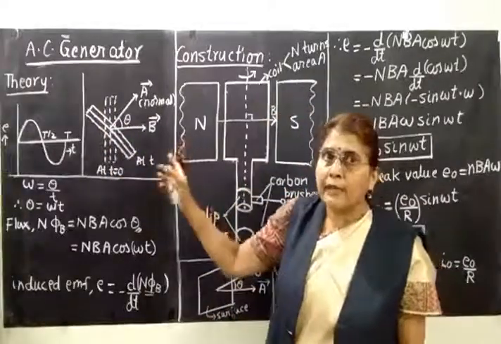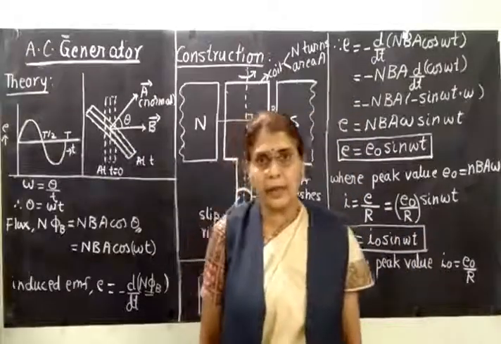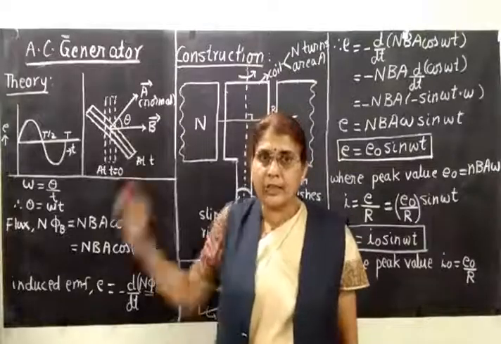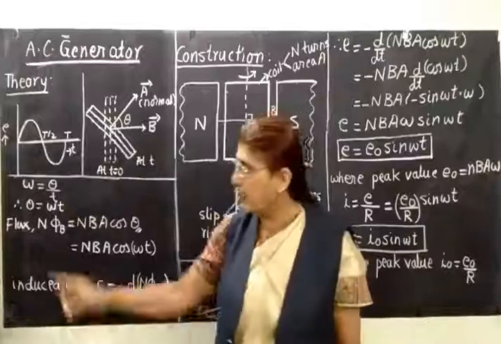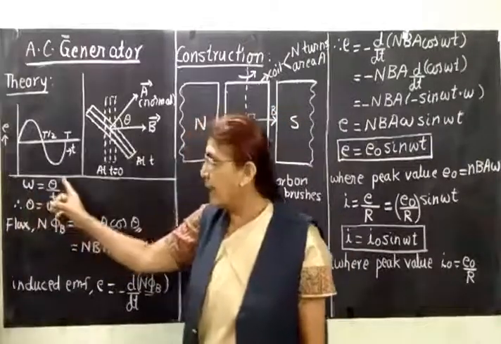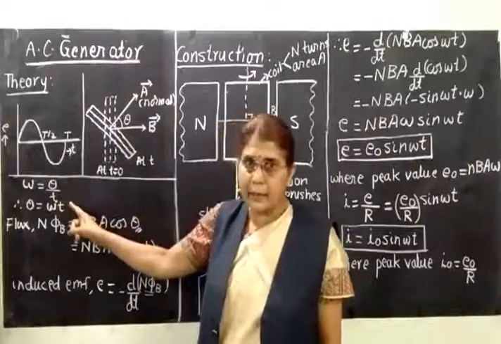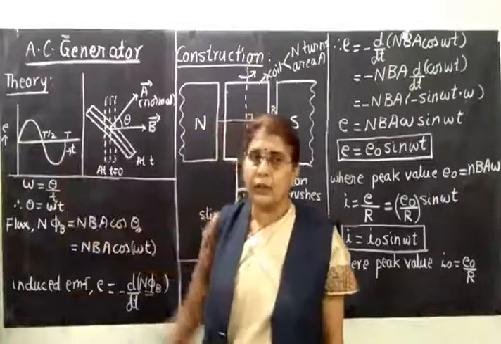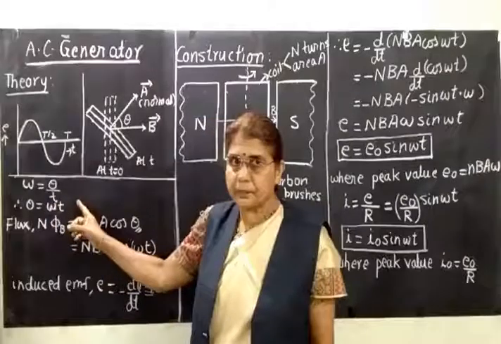Now, what is angular velocity of the coil? Last year you have studied the term velocity. Velocity is distance divided by time. Now here it is rotational motion, so we speak of angular velocity. What is angular velocity? Angular velocity omega is the angle divided by time. So theta is the angle covered in time t. Therefore angular velocity omega is theta upon t. If you cross multiply, you will get theta equals omega t.